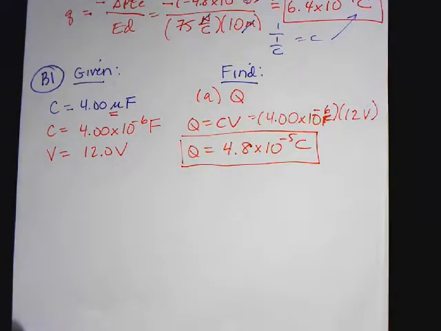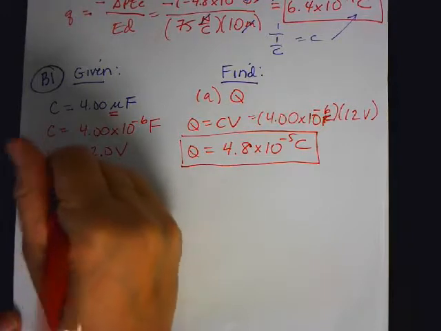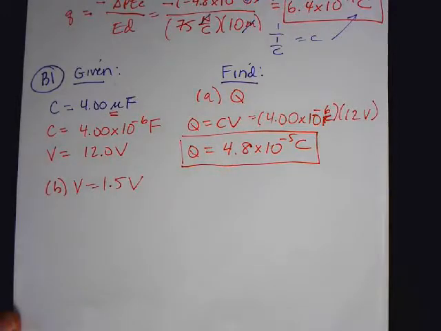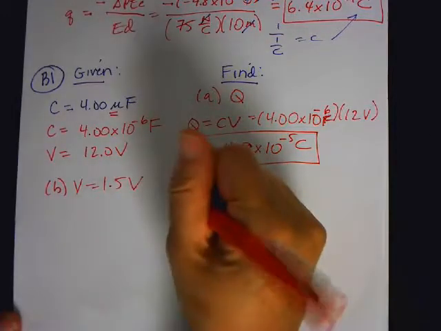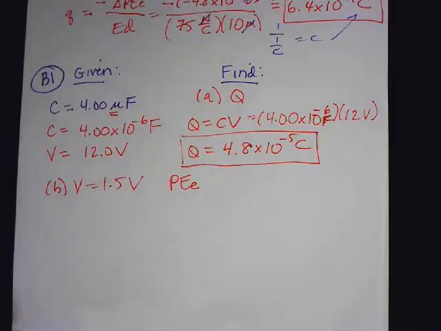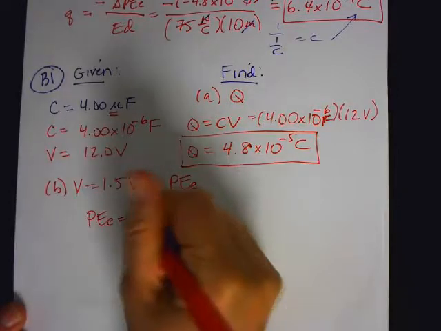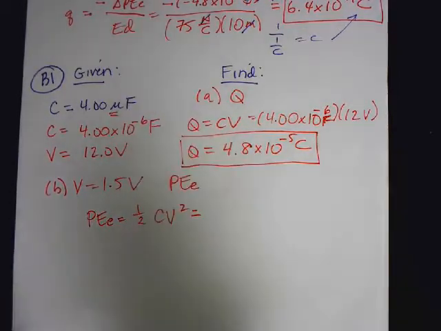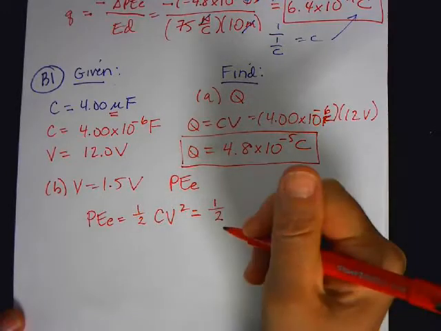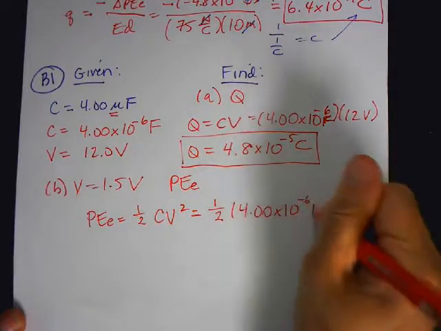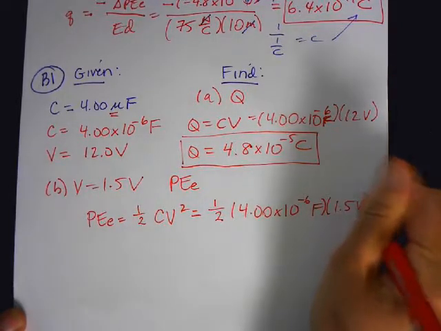Now there's a part B to this. Part B says if the same capacitor is connected to a 1.5 volt battery, so now it's telling me that V is equal to 1.5 volts. They want me to find the electric potential energy. So I want to find PE electric. So PE electric is 1/2 CV squared. So it's going to be 1/2 of C, which is 4 times 10 to the negative 6, times now 1.5 volts squared.